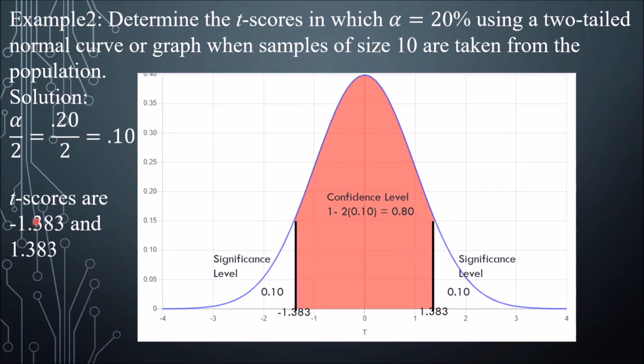Because there are two t-scores and the graph is symmetric, we have 1.383 on the right side and negative 1.383 on the left side. So there are two t-scores.